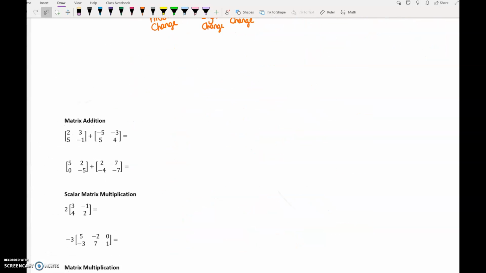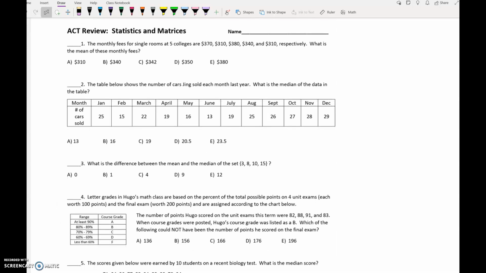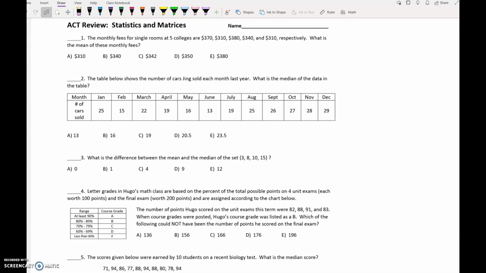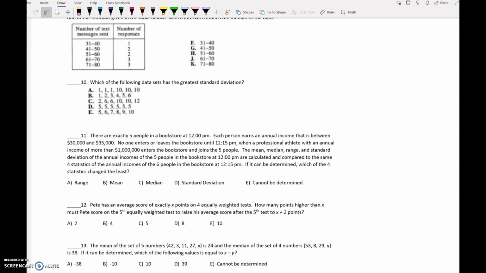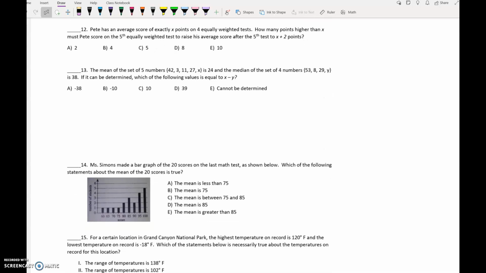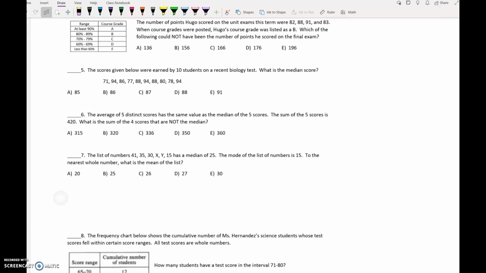Okay, on your assignment, if we skip over the matrix for right now, these are actual ACT questions that have to do with statistics, mean, median, mode, range. So I want you to try those, do your best on those. You can help each other out. But then there's the matrices.